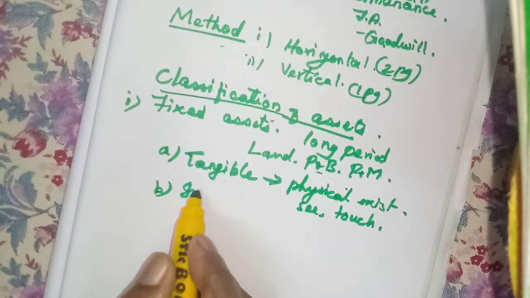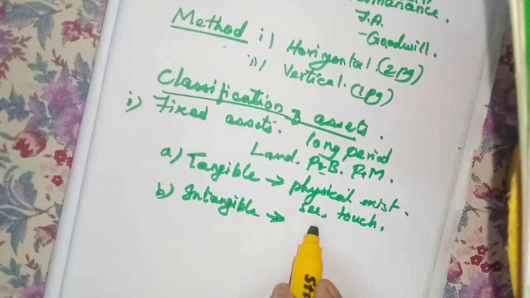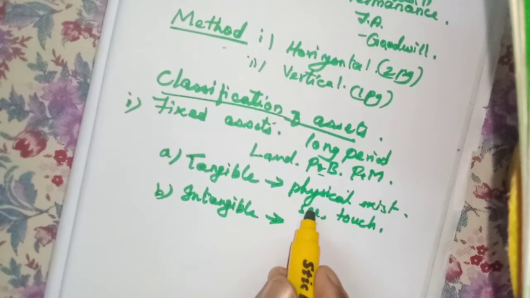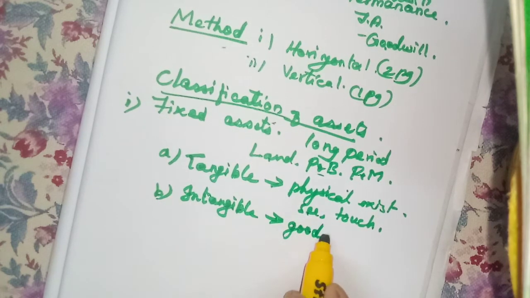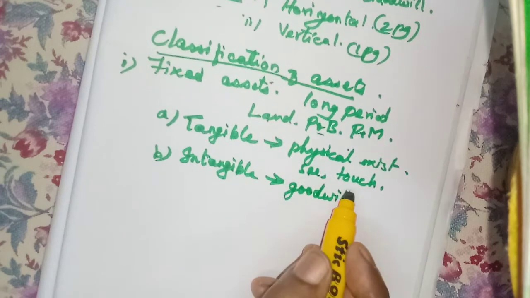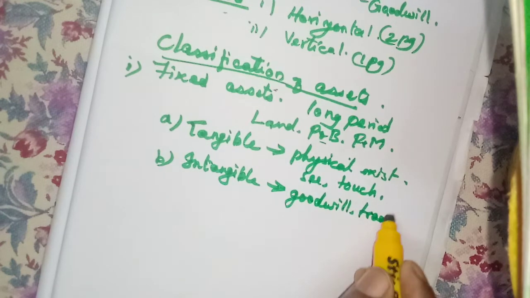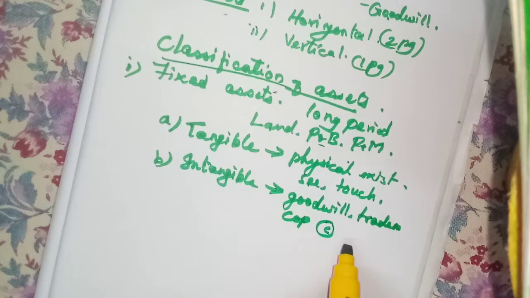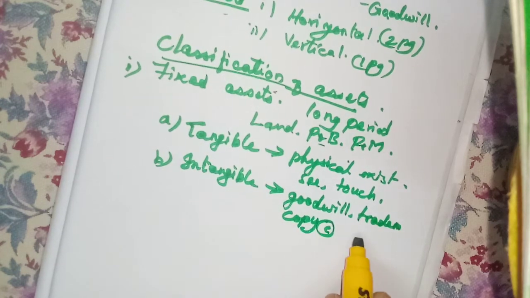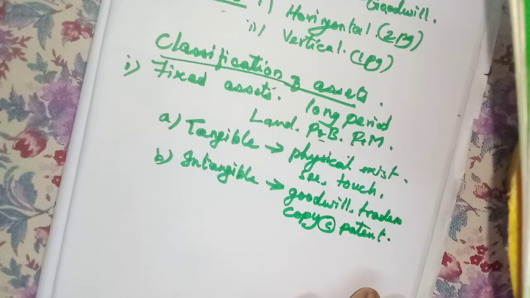But the other one is intangible assets. Some assets are there that we cannot see and touch. They do not have any physical existence. That we can say very easily, the goodwill, isn't it? The good name of the company. Or trademark, then copyrights. Like this they will be in the books. Then patent right. If you have invented something, that is patent right.